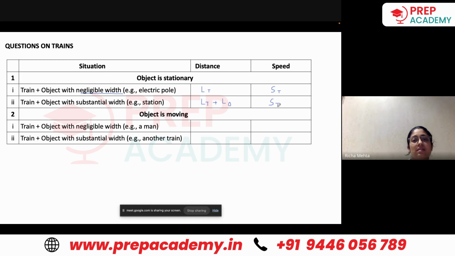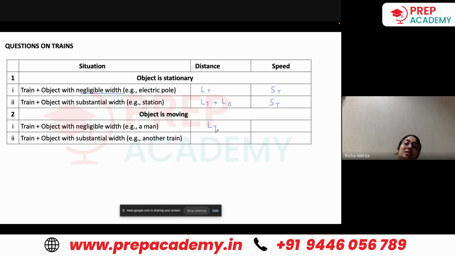Did we understand this? Now, when the other object is moving, let's say instead of an electric pole, there is a man who is moving with a certain speed. In that case, distance will still be the length of the train only. Even if the man is moving with a certain speed, time taken to cross the man will be from when the train starts to when the train ends crossing the man. The distance is still the length of the train.